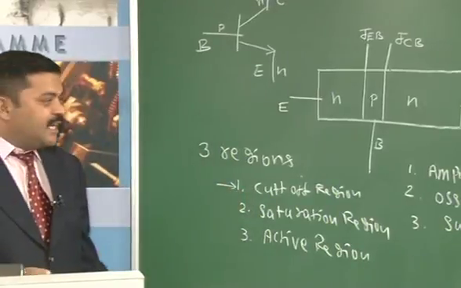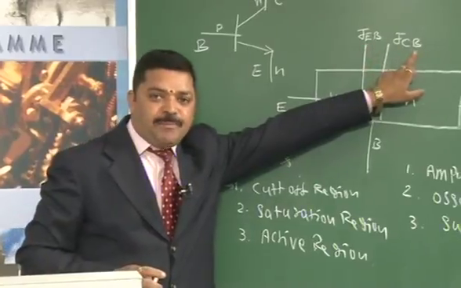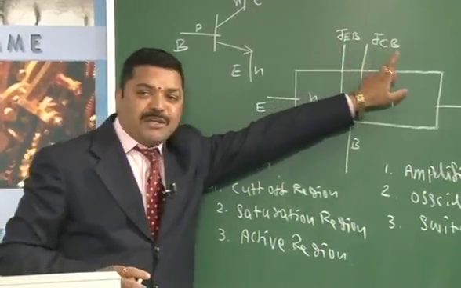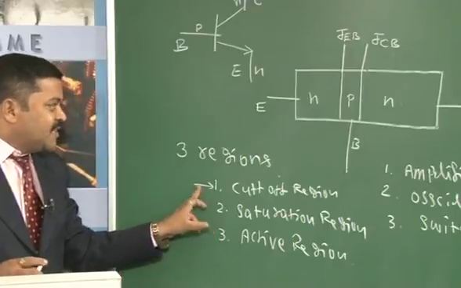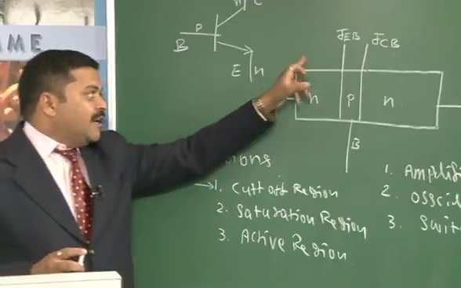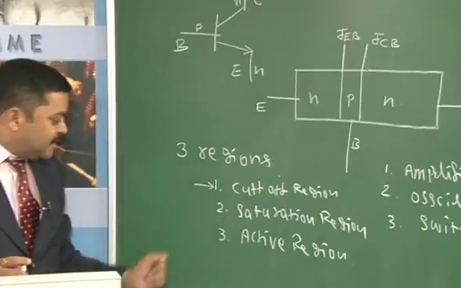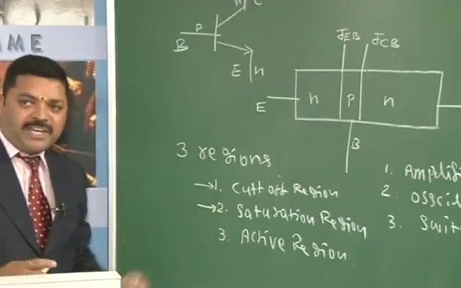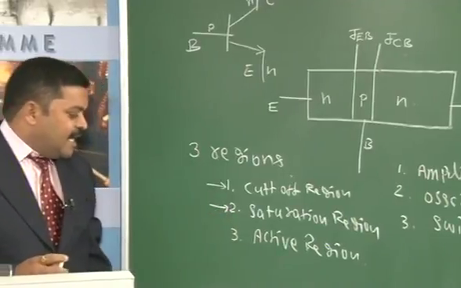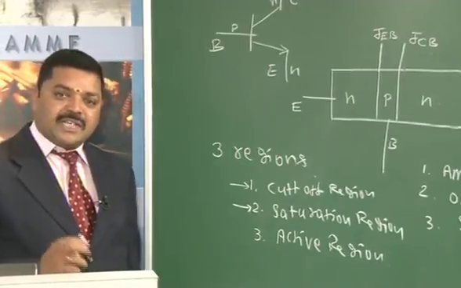In the cutoff region, as we discussed, there are two junctions: JEB, the emitter base junction, and JCB, the collector base junction. Both these junctions must be biased in such a way that they are reverse biased. Both the junctions in the cutoff region are reverse biased. In the saturation region, both the junctions are forward biased, and in the active region, the emitter base junction is forward biased and the collector base junction is reverse biased.